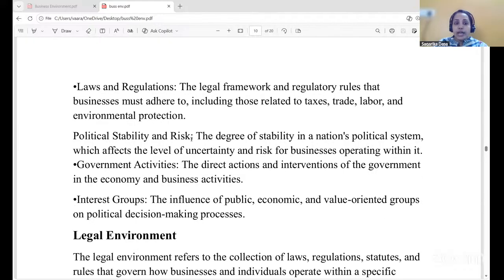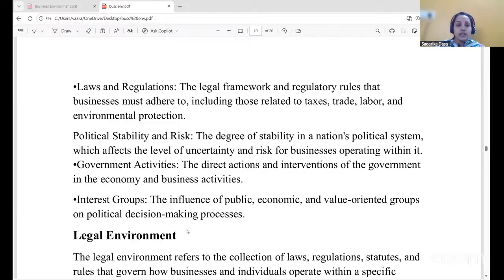Political stability and risk: the degree of stability in a nation's political system, which affects the level of uncertainty and risk of a business operating within it. Now, political stability: any political party occupying the nation's power has to be stable for a particular period of time. As political instability increases, the risk will be much higher. So, in order to reduce the uncertainty and the risk of business operations, it is very important to have political stability in the economy.